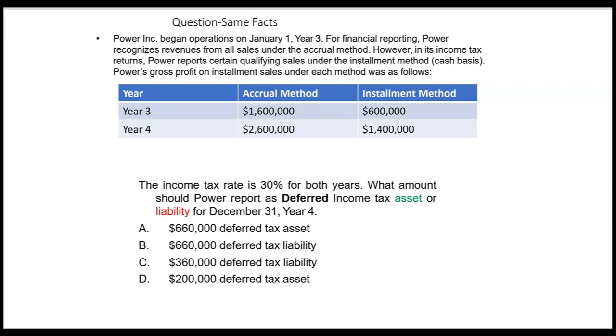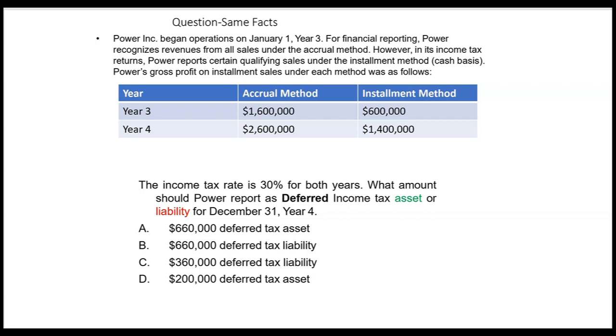All right, same facts. Now they want to know what amount should they report as deferred income tax asset or liability at December 31st, year 4. So at the end of year 4, how much is still yet to be collected? Looks like there's still $1 million out there from year 3 sales, and there's also $1.2 million that still hasn't been collected yet from year 4's installment sales, because we picked up $2.6 million on the books. $1.4 million is all we're picking up for the tax return.